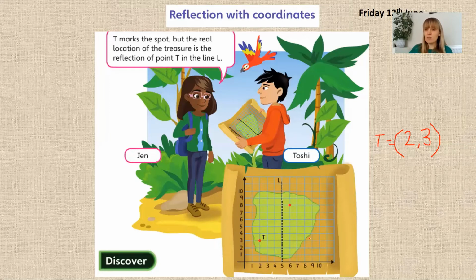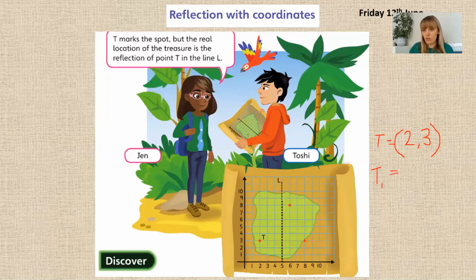Now, this is the same as we did yesterday with our vertices. So how many squares away from the axis line is T? It's 1, 2, 3. So that means we go the same on the other side. So we go 1, 2, 3. Here we go. And this would be where I would mark T, and I could call it T1 or TA, whatever you want to call it.